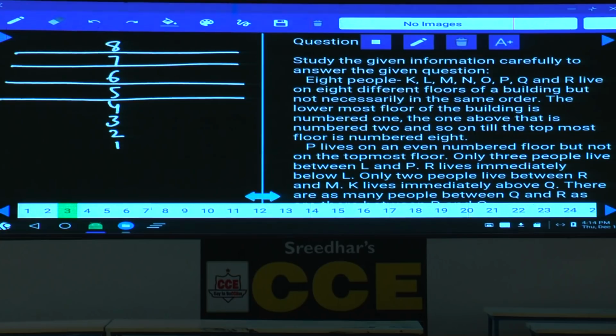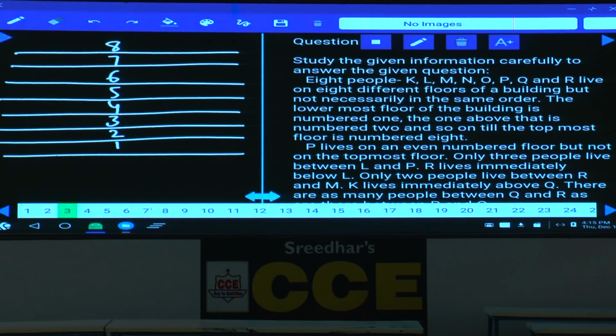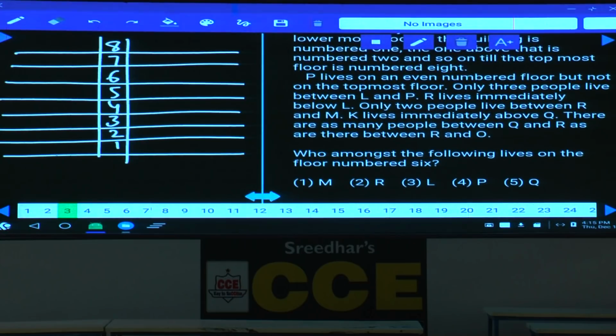tell me what are the conditions given here. P lives on an even number floor but not on the topmost floor. Hence, tell me what is the position of this P? P can be either on the 2nd floor, 4th floor, or the 6th floor. How many possibilities do we have? We have 3 possibilities, isn't it? Now, P can be on the 2nd floor, or on the 4th floor, or on the 6th floor.